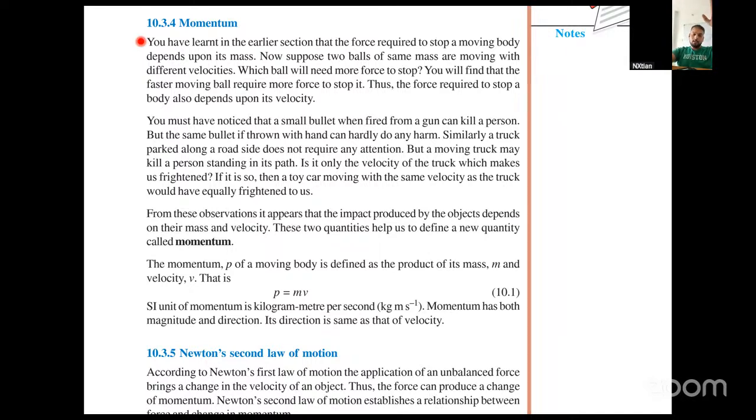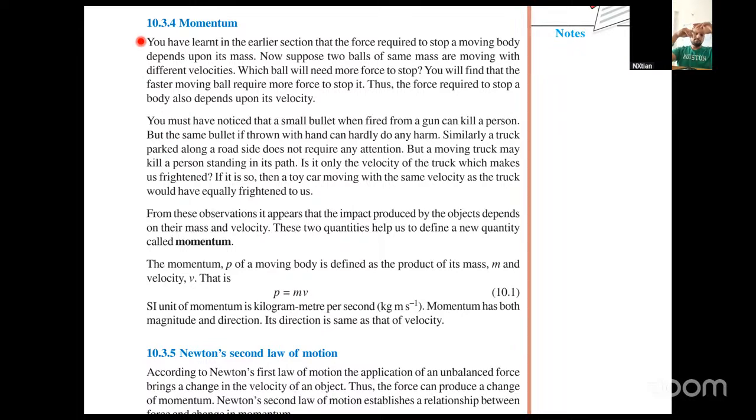But I'm trying to say the momentum of a truck is different because of the mass and velocity. If mass and velocity are more, then it has a momentum, and that momentum basically tells us the impact. So momentum depends on two quantities, which are mass and velocity.